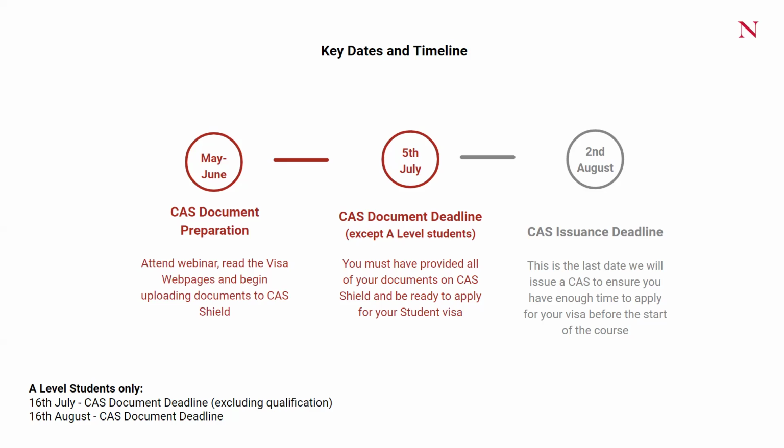A-level students will have separate deadlines. The 16th of July is the CAS document deadline for A-level students, apart from your qualifications, as we know that results day is not until mid-August. The 16th of August is the CAS document deadline to ensure that you provide your qualification and ensure that we can issue your CAS immediately so you can apply for your student visa.